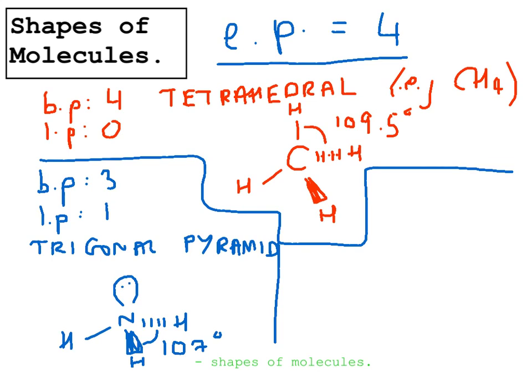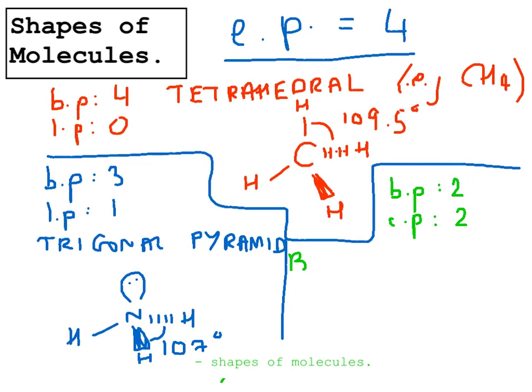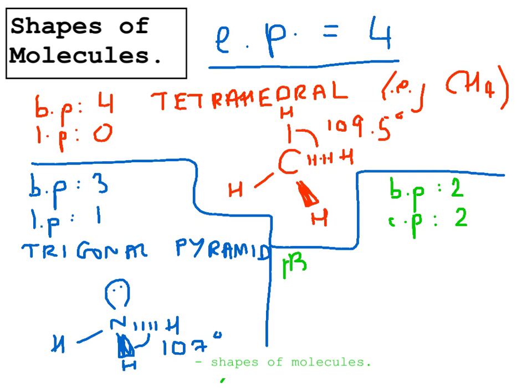The last example you might get is where you have 2 bonding pairs and 2 lone pairs. An example of that is water, and we give it the name bent. To draw that, you'd have oxygen, and you put the 2 lone pairs in the plane of the paper, and you would also put a hydrogen going into the page and a hydrogen coming out of the page.